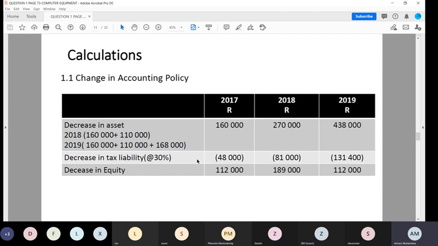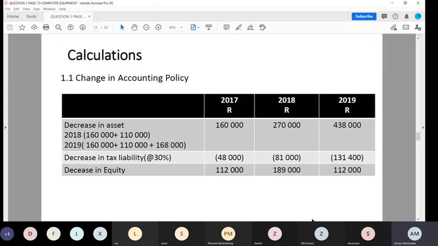So let's deal with the information that is given. This information was given to us: change in accounting policy, borrowing cost. I spoke about the assets. Let's start here. I said decrease in assets. Don't worry about the figures. I'll explain the figures now. Why am I saying it's a decrease in assets?